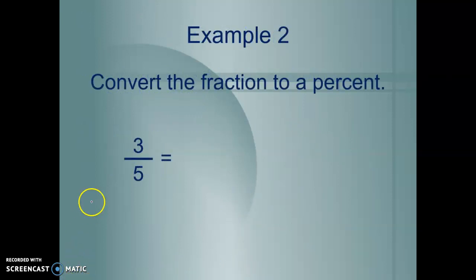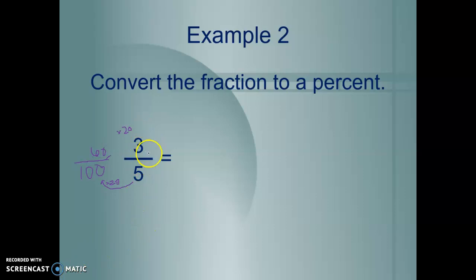Let's try changing some fractions to percents. So we have 3 out of 5. The first thing that I like to do is change this to a fraction with 100 as a denominator. I like taking that step. So I know to get to 100, I'm going to have to multiply 5 times 20, and whatever I do to the bottom, I have to do to the top. So 3 times 20 is 60. So 3/5 is the same as 60 100ths.